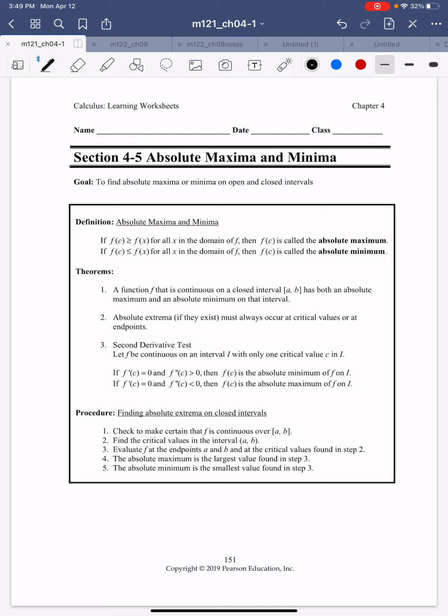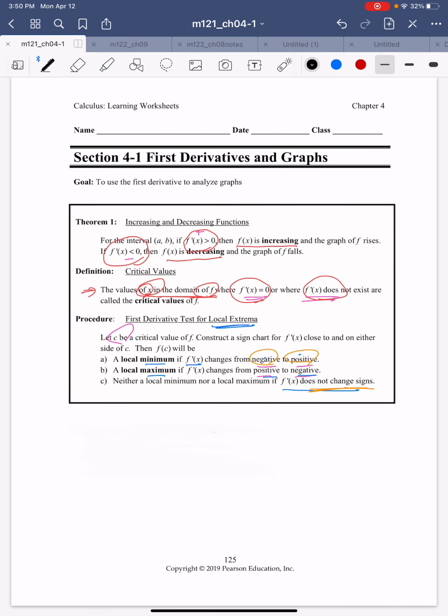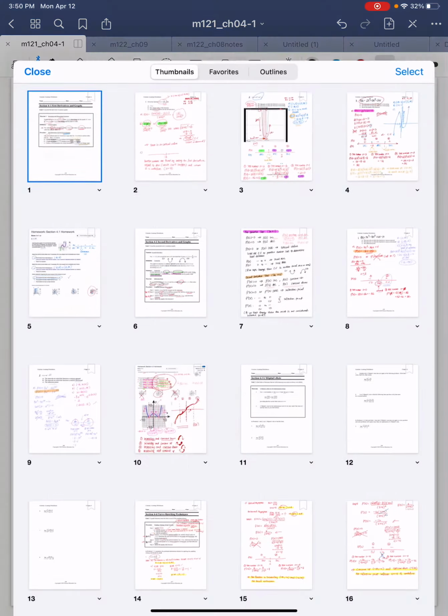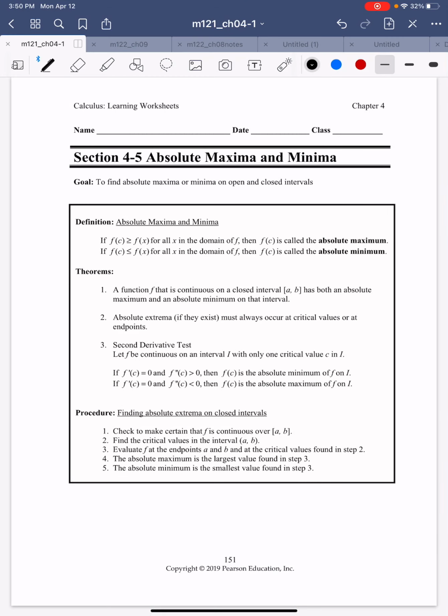Now recall back in 4.1, we talked about relative maximum versus relative minimum, and don't get confused between the two. If you look at the definition of local minimum, local maximum is at a certain range of values. So we looked at it for negative to positive, and then positive to negative. Now in our section 4.5, this has to do with all x values in the domain.